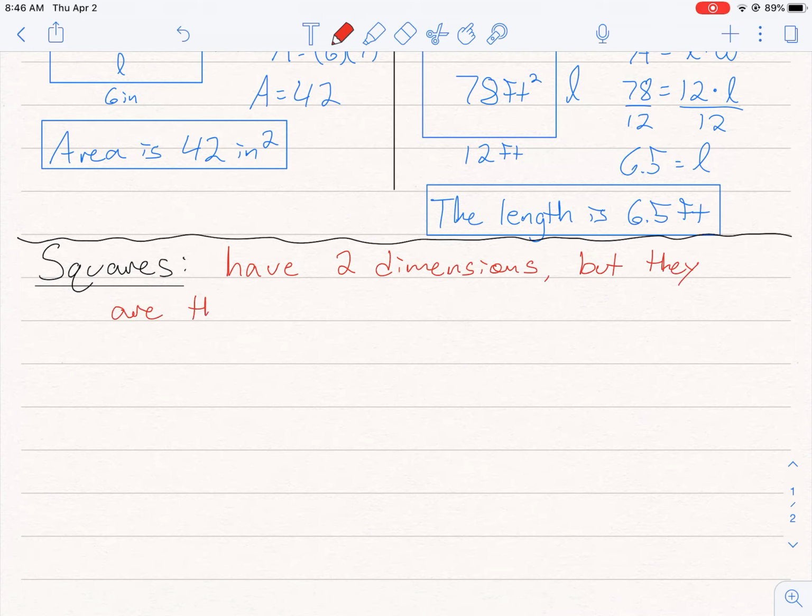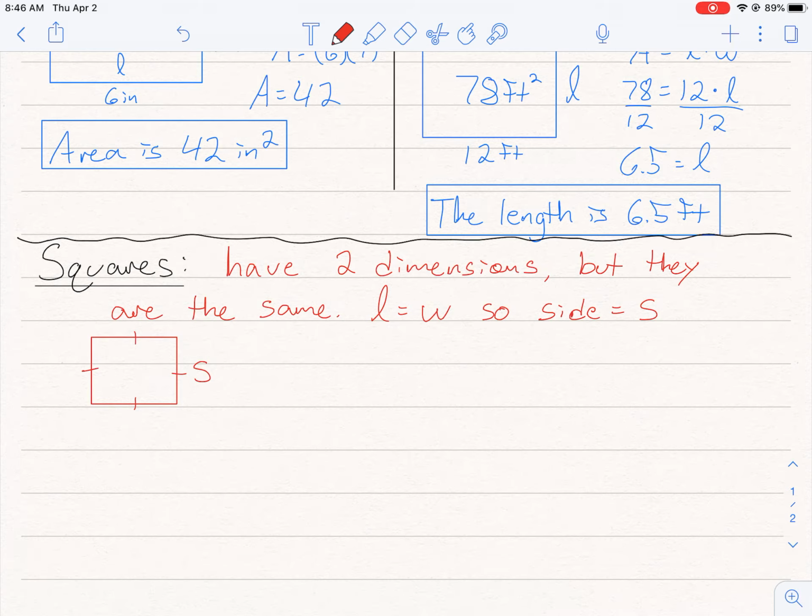But they are the same. What that means is that your length is actually equal to your width in terms of a square. So we're going to represent that instead as the side with s. So we're going to use variable s here. So a square could look like this. That looks more like a rectangle, but I'll make that look like a square. So all of these sides are congruent, and I'm going to call one of the sides s.